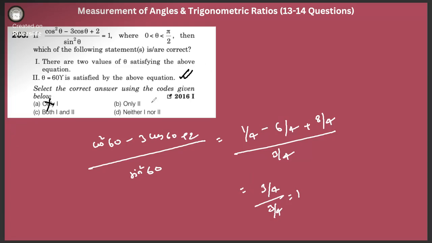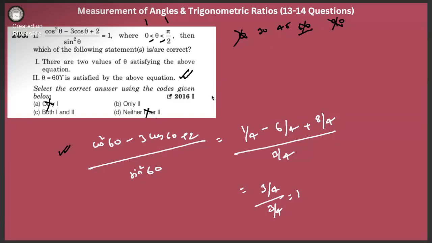So only 1 will not be the answer. Now they are saying there are two values: 0, 30, 45, 60, 90. For 0 and 90, we don't have an equal to sign, so we don't need to consider these two, right? These are the only known values that we know, isn't it? And we know 60 is already done. Let's check what happens at 30, because if 60 has worked out, there is a very high chance that 30 will also work out.